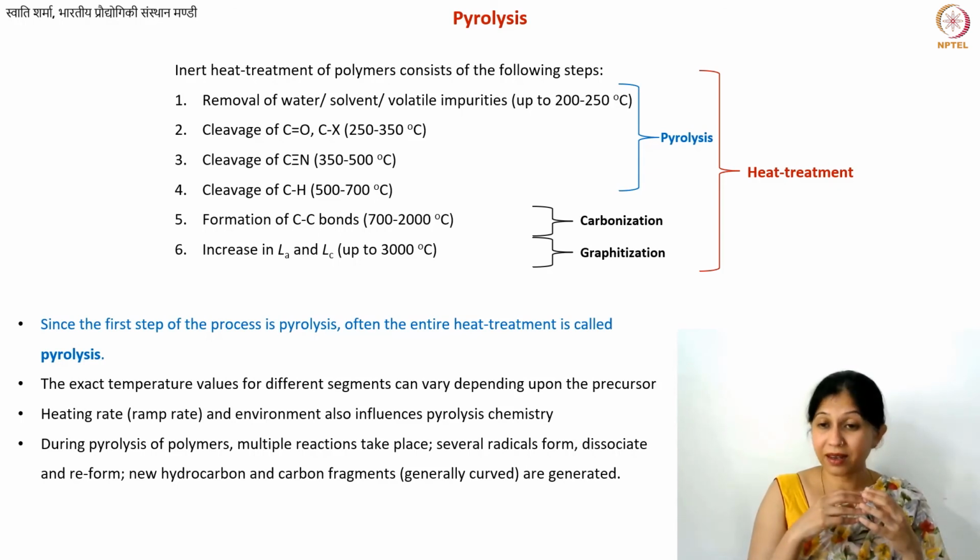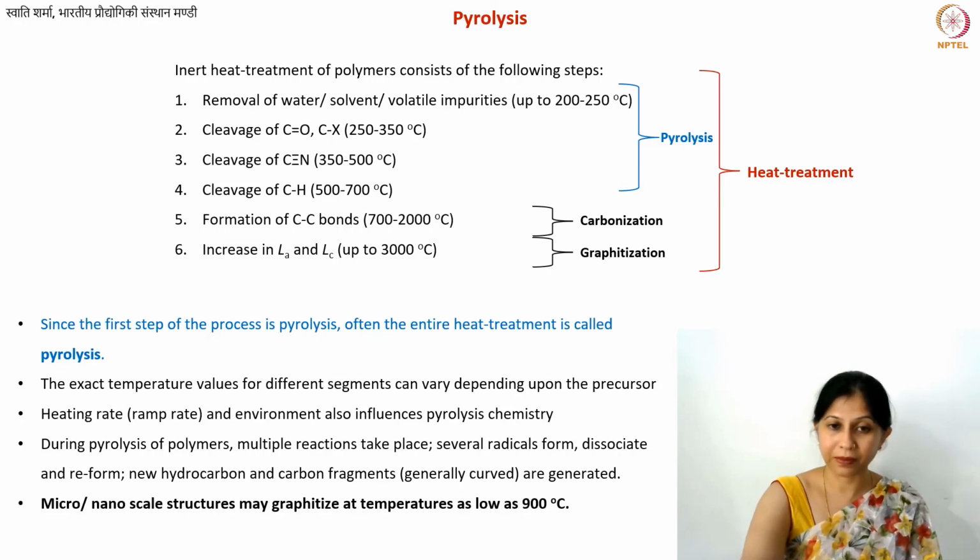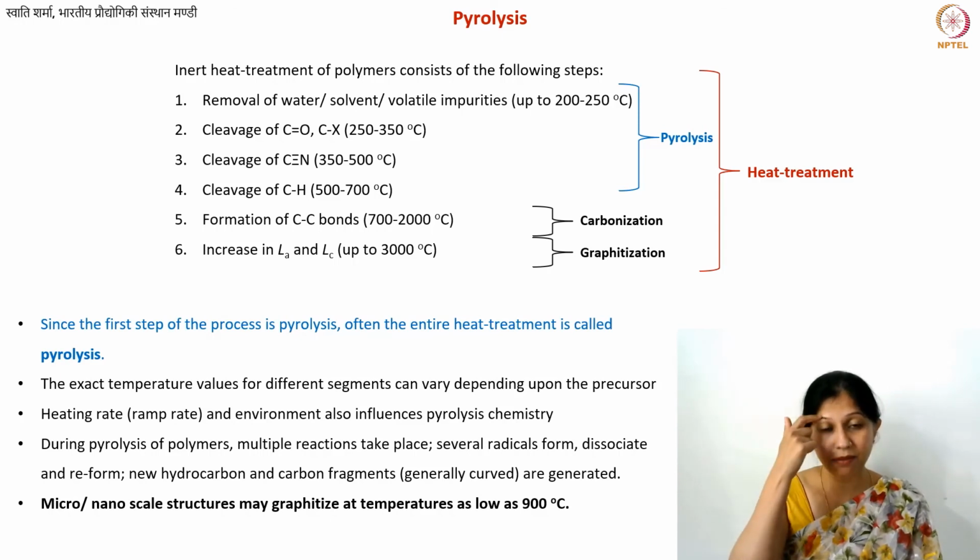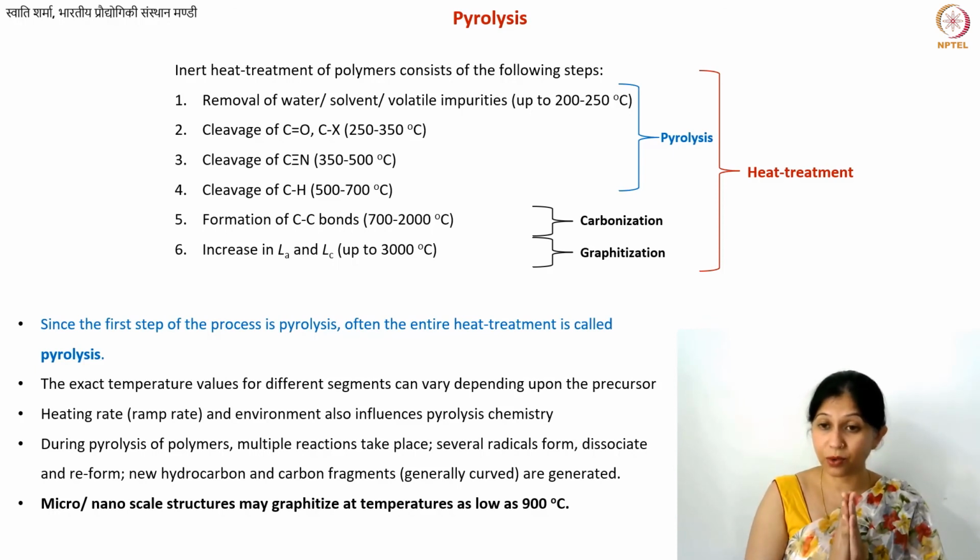And the reactions for pyrolysis of any polymer can be extremely complex to understand, because you have so many different reactions going on. I mentioned before that when we have smaller structures, because we have a higher surface to volume ratio, we can sometimes use lower pyrolysis temperatures. This is something we are going to learn when we learn about micro nano fabrication.